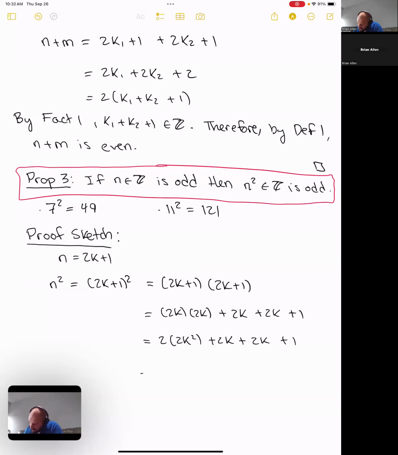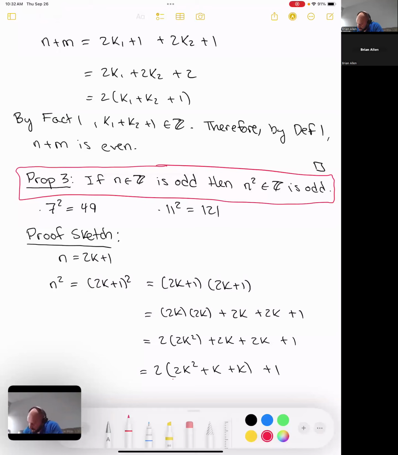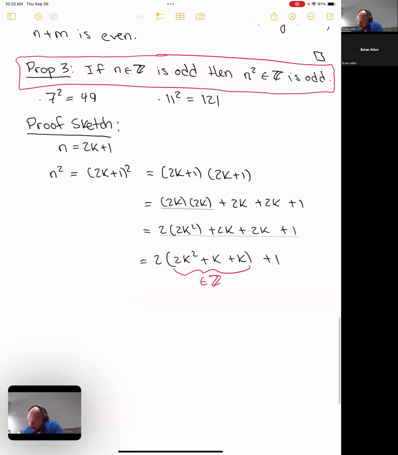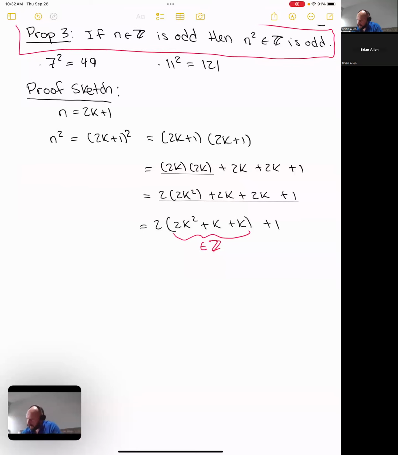And now we're golden, right? Because all 3 of the first terms have a 2 sitting out front, so I can pull it out. And I get 2k squared plus k plus k plus 1. And the point is that what I see in the parentheses is an integer. So we've written it in the characteristic form of an odd integer as 2 times an integer plus 1. Okay, so that ends the sketch because now we have the idea for the proof. And now let's go to the actual proof.